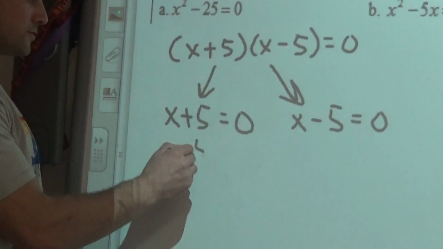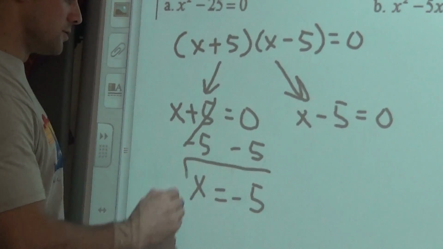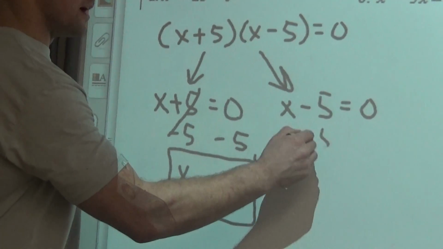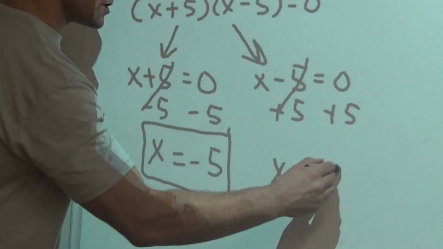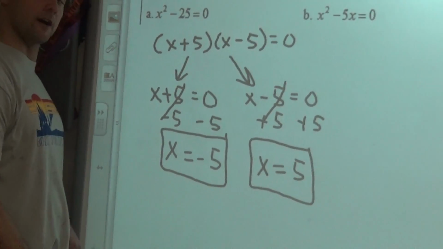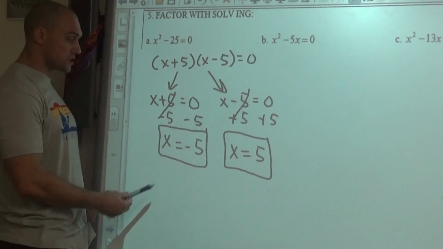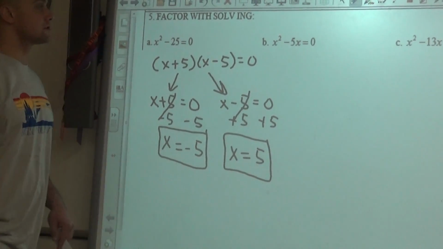So here I'm going to subtract 5 from both sides. So one of my solutions is x equals -5, and then here we add 5, so my other solution is +5, right? So many of you remember what ends up happening is the sign will end up switching from the factor when you set it equal to 0 and solve.